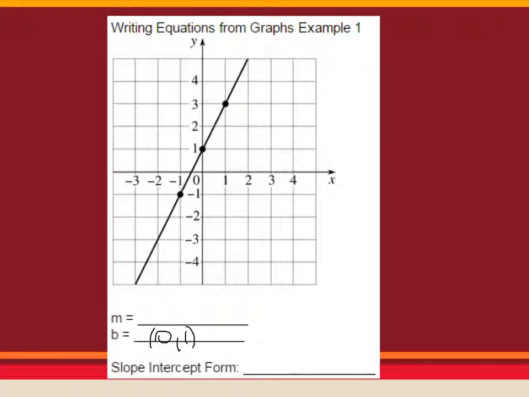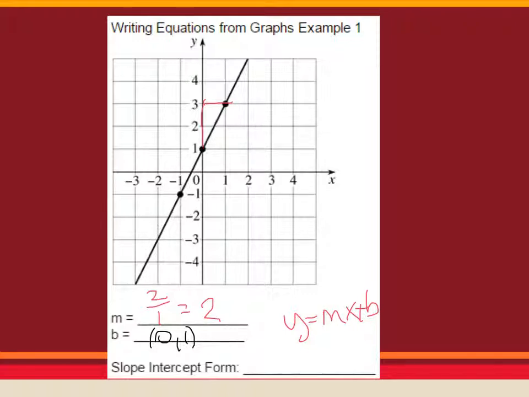And our slope is rise over run, so I'm going to pick 2 points. This is rise 2, run 1. So our slope is up 2, right 1. Now, remember, we're going to write this in slope-intercept form, which is y equals mx plus b. Our m is 2 over 1, which also equals 2. We can reduce that. And our y-intercept is at (0, 1).